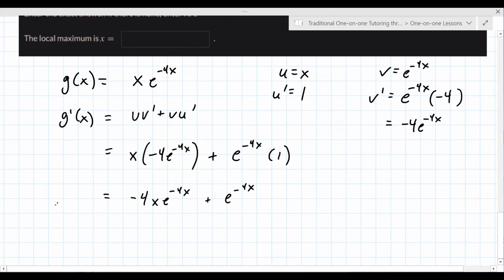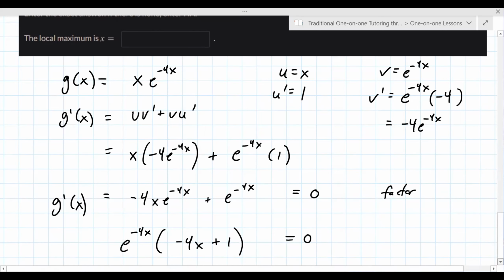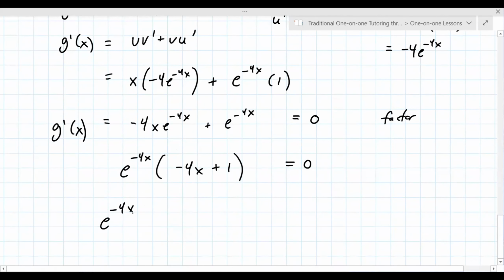Okay, this is your derivative, but they're no longer just asking for a derivative. You have to set the derivative equal to 0. And you're almost always going to factor. Okay. So you're gonna factor out e to the -4x. So you get -4x plus 1 equals 0. You set each of these equal to 0. -4x plus 1 equals 0.